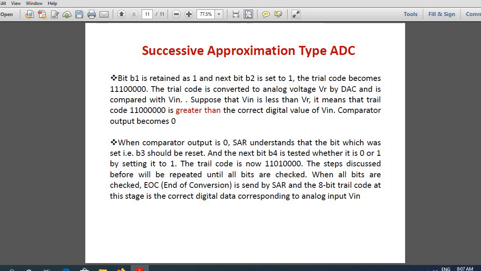So, a summary of what we have studied today. We have gone through 2 main topics which belong to direct type ADCs. The first direct type ADC is the flash or simultaneous ADC, and the second one was the successive approximation ADC. Both of these are very important and have been asked several times in KTU exams. So you should never skip these topics.